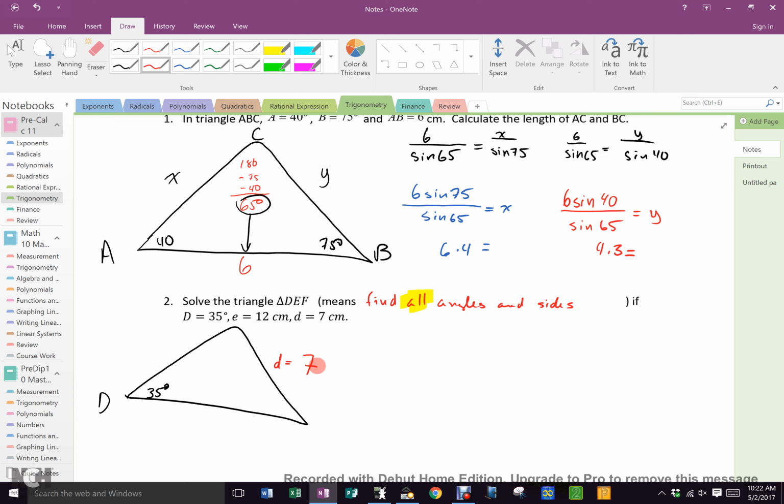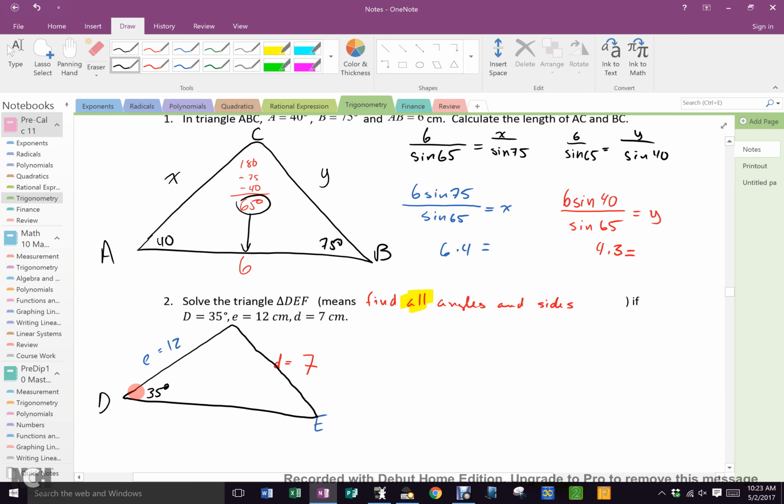Does it matter which side I put it? Doesn't matter, does it? If I put 12 here, what letter does that make this side? Little e. What letter does that make this angle? Big E. Does it matter where I put it? No. I'm going to leave it there.